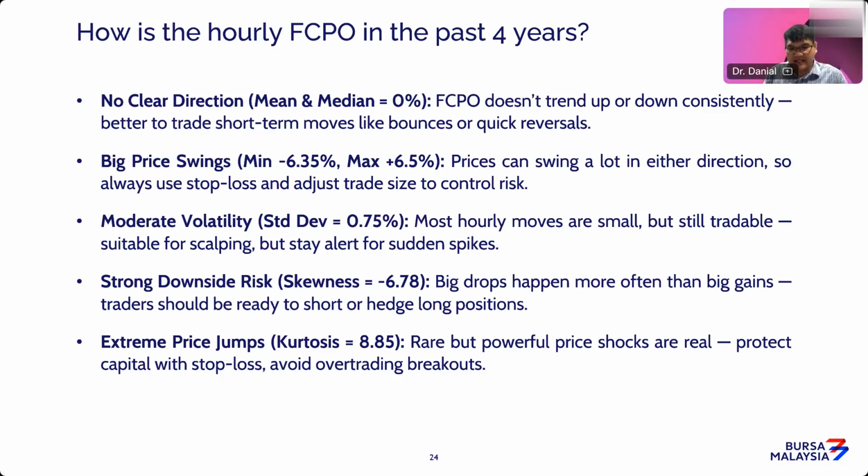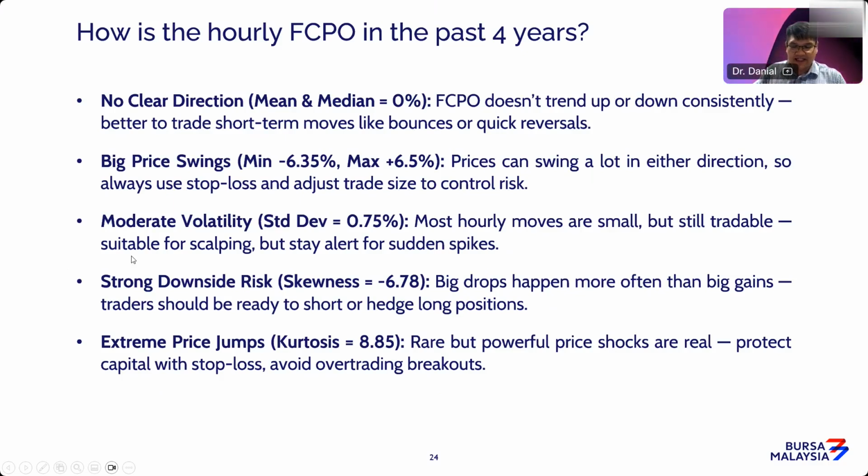Sorry, the minimum is negative 0.635, the maximum is 6.5. It shows that if you trade hourly CPO with a long position, it will give you a much larger opportunity to earn rather than your short position as shown here. Prices can swing a lot in either direction. Yeah, it's quite a lot. 6% is quite a lot. I think it will touch the condition for the circuit breaker.